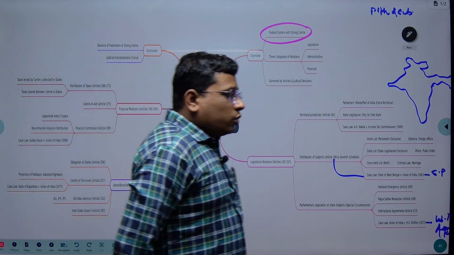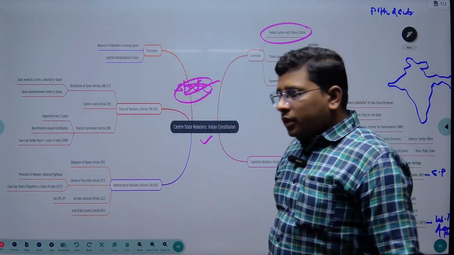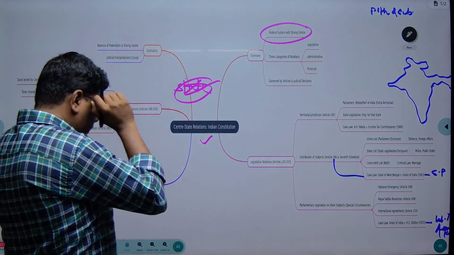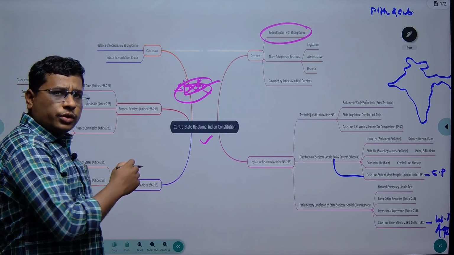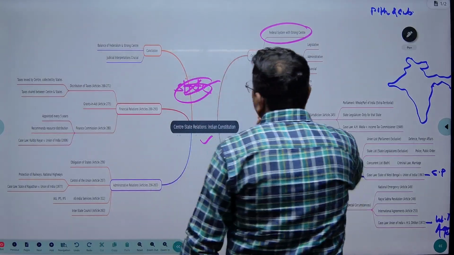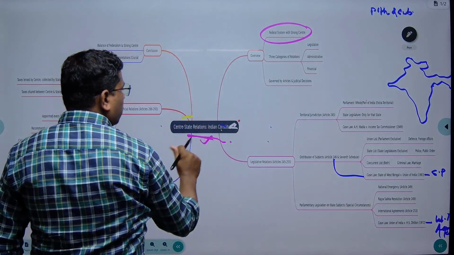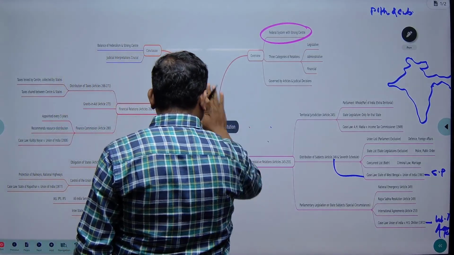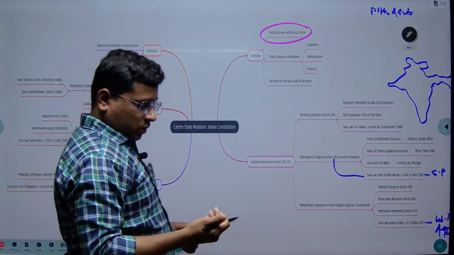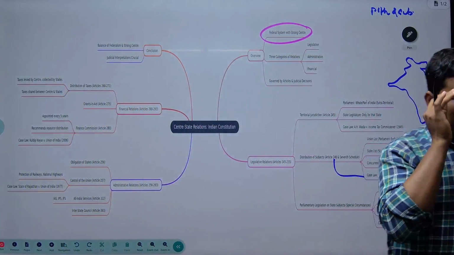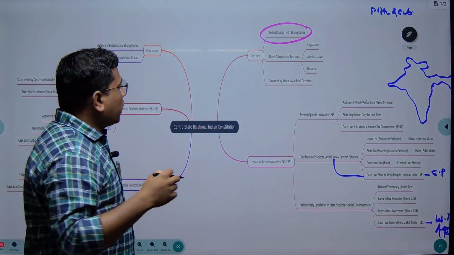So hello everyone, in today's lecture we will see the center state relation. In this lecture we will study how the center state relation is governed in accordance with the Constitution of India, whether it is the administrative relation, financial relation or legislative relation. So we can see it one by one. Before that, I will give the overview.